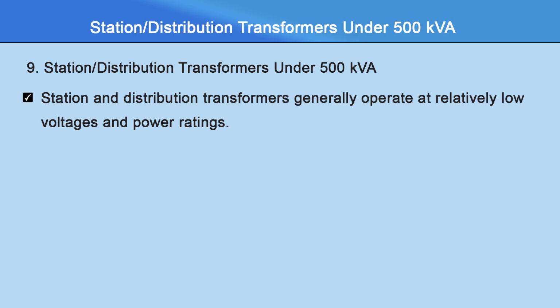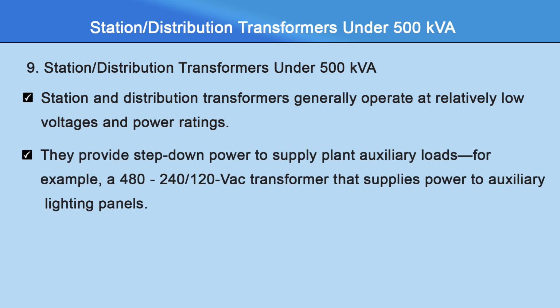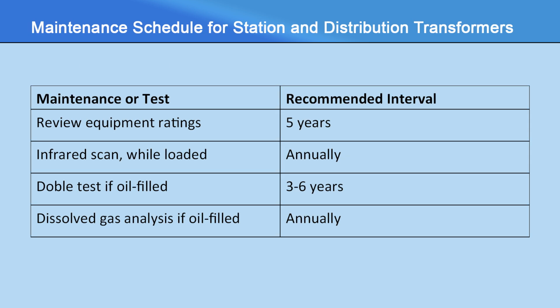Next equipment is the station or distribution transformer under 500 kVA. The station and distribution transformers generally operate at relatively low voltages and power ratings. They provide step down power to supply plant auxiliary loads. For example, a 480 to 240/120 volt AC transformer that supplies power to auxiliary lighting panels. The following table shows the maintenance schedule for station and distribution transformers.